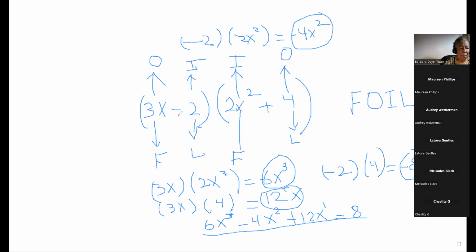Just to put an example that you could use to apply FOIL, to make sure you understand FOIL, that mnemonic where you take the first terms, the outer terms, the inner terms, the last terms, and multiply them. And then when you put it all together, you have a polynomial. You put it all in standard form, where you have your highest power to your lowest. In other words, this is x to the 3 down to the 0. Okay. Questions? Okay, let's go back to our homework.